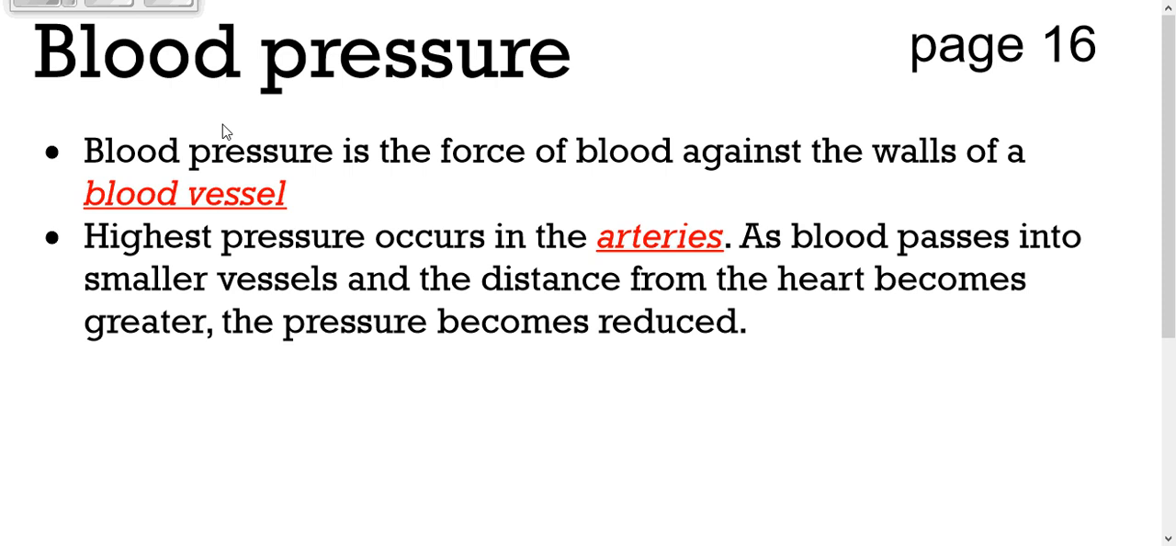So blood pressure is the force of the blood against the walls of a blood vessel. The highest pressure occurs in the arteries. If you remember back to day 1 when we talked about the different blood vessels, the arteries had to be really elastic. They have thicker walls and are quite elastic, and this is to withstand that high pressure as the heart forces the blood out. As the blood passes into smaller vessels and the distance from the heart becomes greater, the blood pressure becomes reduced.